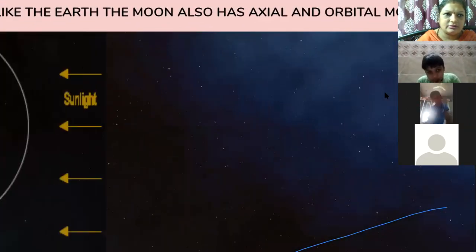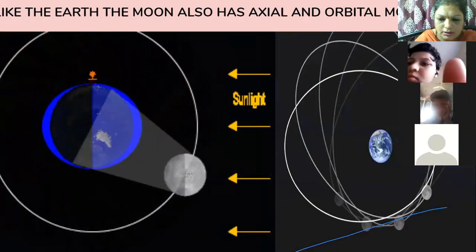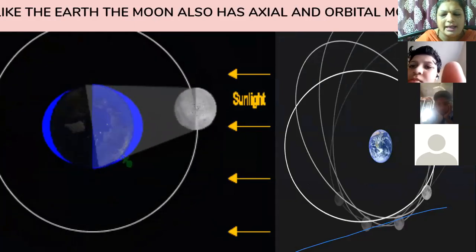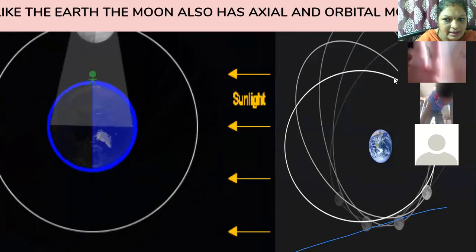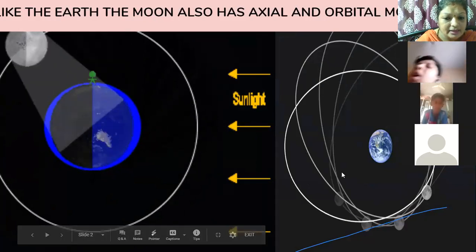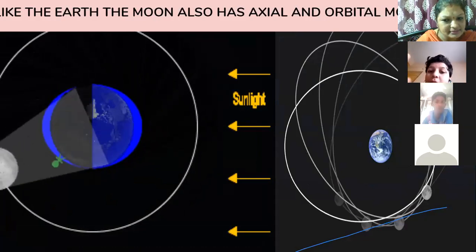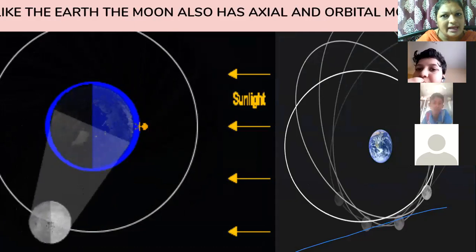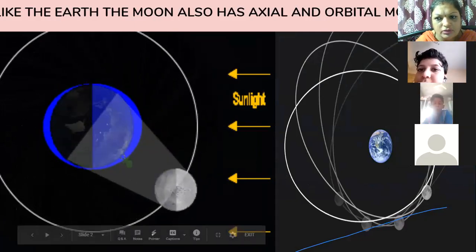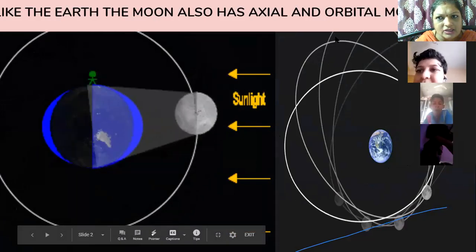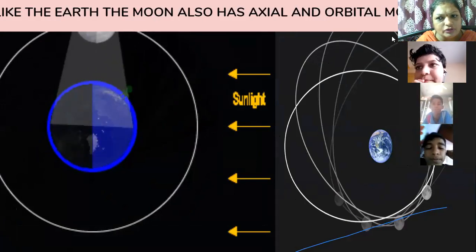Look at this picture. Like the earth, the moon also has two motions: the rotation and revolution. The moon rotates around its axis, so it is known as axial motion. The moon revolves around the earth, so it is known as orbital motion. Now why axial motion and why orbital motion?